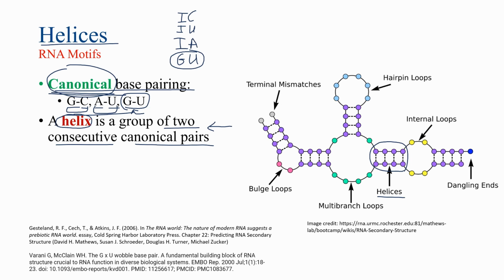So for example, you might have a guanine here and a cytosine here, or you can have an adenine and a uracil, or you can have a guanine and a uracil, which is also a canonical base pair, despite not being a Watson-Crick base pair. You can also see helices here, as well as here, and here, as well as here.